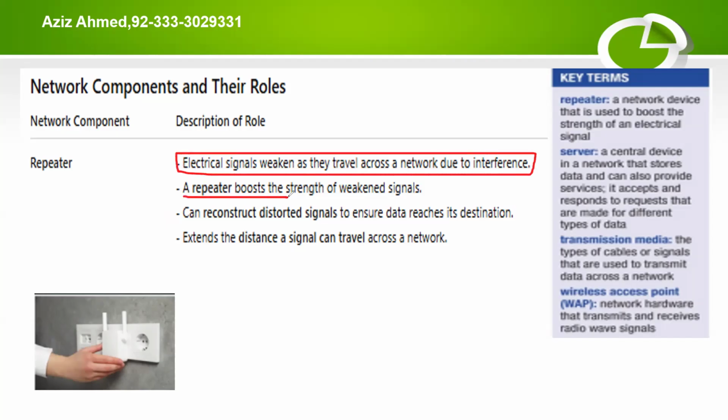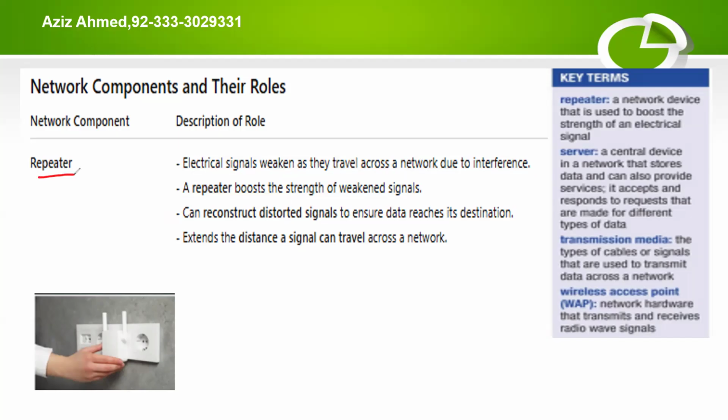A repeater, you have seen some small Wi-Fi device. Every switch performs a repeating function, but in a telephone network it is installed separately. A repeater boosts the strength of a weakened signal, can reconstruct a distorted signal to ensure data reaches its destination, and extends the distance a signal can travel across the network.